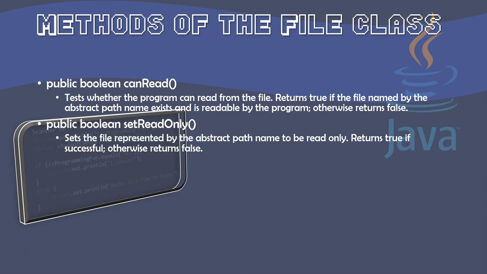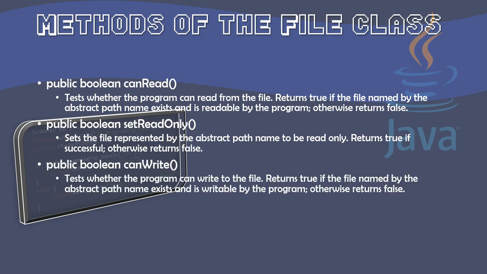We have the Boolean setReadOnly, which pretty much is looking to see if the abstract path name is set to read only. Is that file editable? It returns true if it is read only. Otherwise, it's false. False will, of course, mean that we're probably not read only, which means we could probably edit that file. canWrite is very similar, all right? So with canWrite, obviously, we want to be able to write to that file. So again, another Boolean condition here.